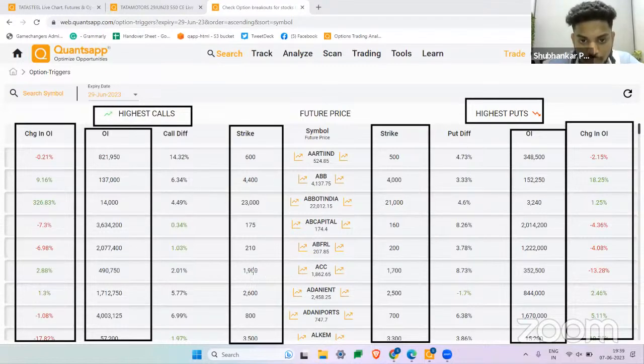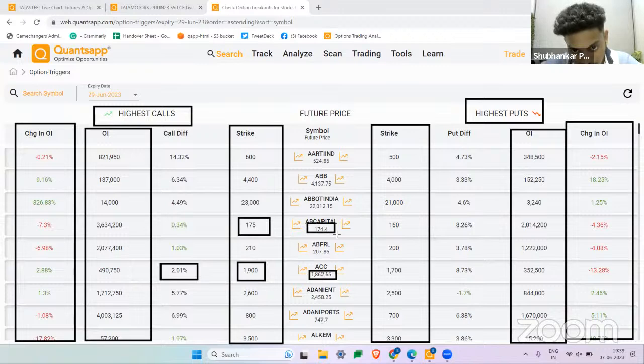Now here comes the call difference and put difference. What is call difference? Let's say ACC's highest call is at 1900 and ACC's futures price is 1862. The call difference is 2%. Now, what is it trying to tell you? It is trying to tell you that ACC's futures price is 2% away from the highest call. How far your stock is from the resistance is shown to you by call difference. आपका stock highest call से कितना दूर है वो call difference बता रहा है. It is nothing but the difference between the highest call and the futures price. Lower the difference, closer it is. Higher the difference, farther off it is.